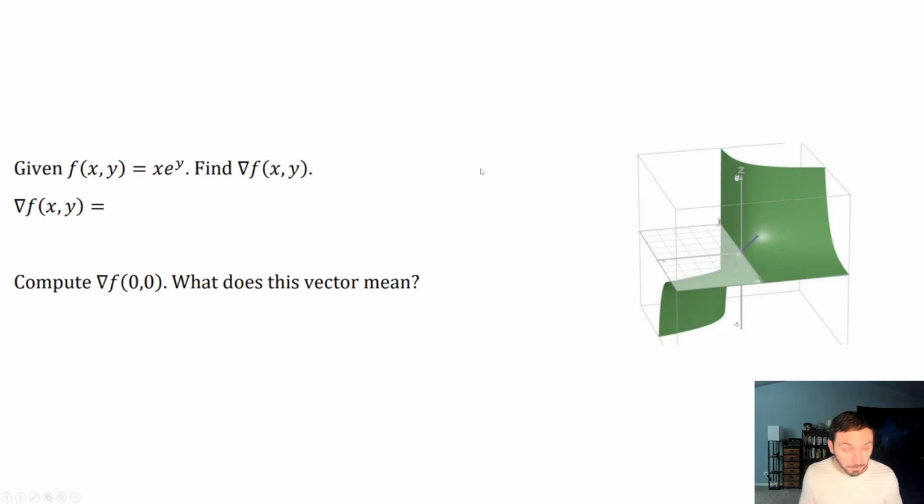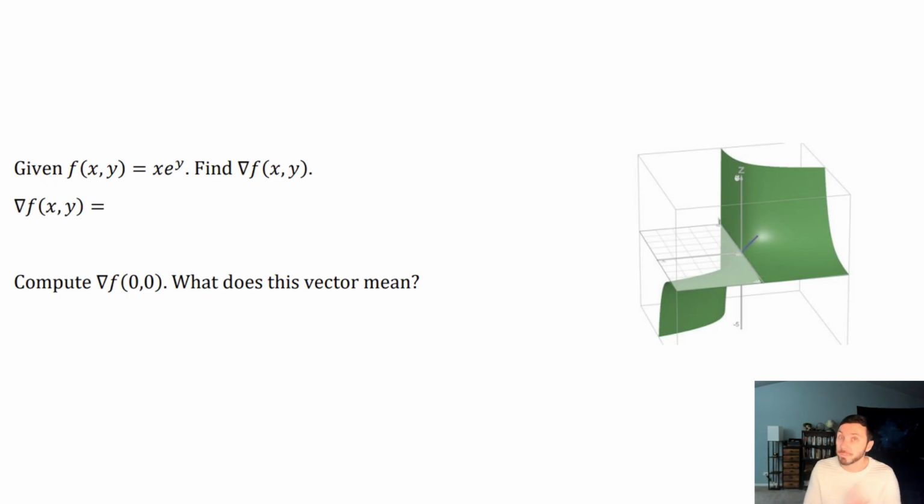So let's practice this with additional context here. So here's an easier function to play with. We can see here that we have x times e to the y. So find the gradient vector, which is just a collection of the partial derivatives. Take the partial derivative with respect to x, take the partial derivative with respect to y, slap them in a vector. That's all. And then compute f of 0, 0.